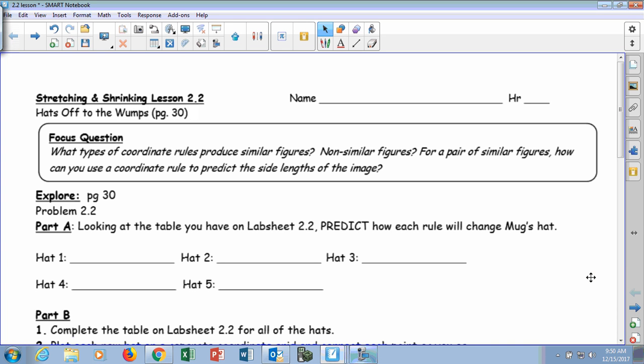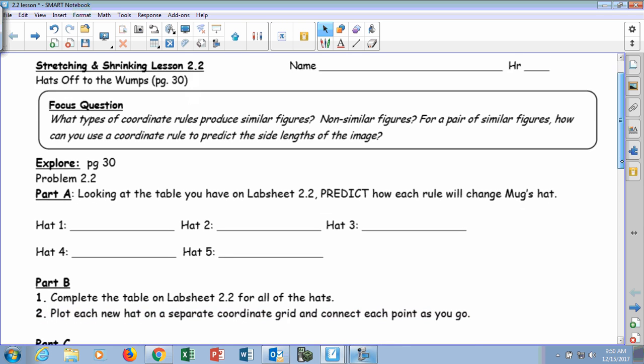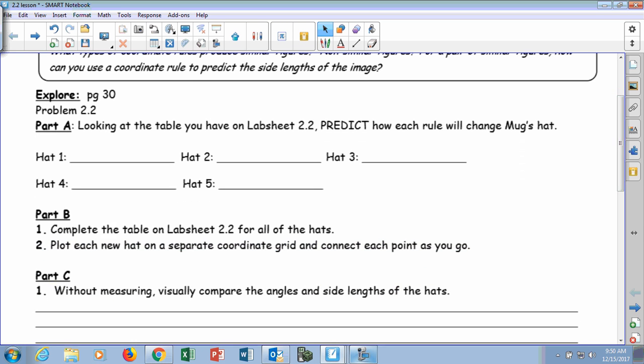What we were trying to focus on was what types of coordinate rules produce similar figures and non-similar figures, and for a pair of similar figures, how can you use a coordinate rule to predict the side lengths of an image? So, did anyone do any predicting? Like you looked at rule number 1. Anyone kind of guess what was going to happen there, Aiden? So it was just going to move. Okay, we'll use your word shift.